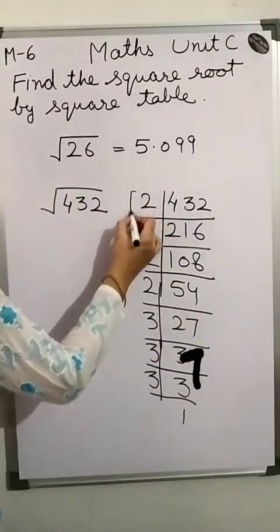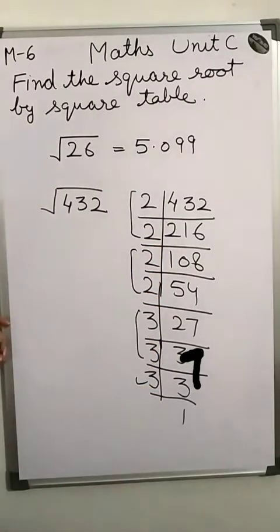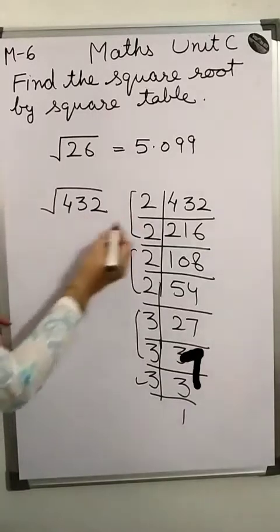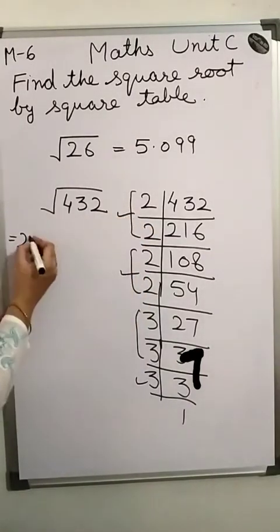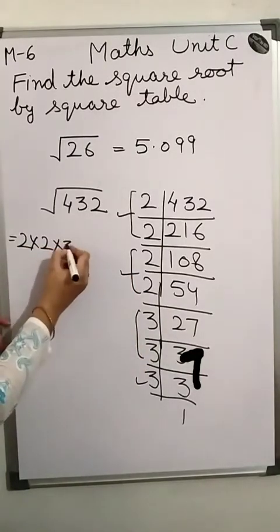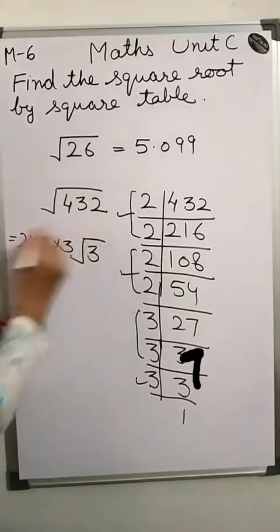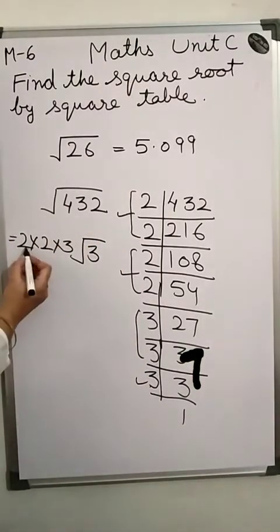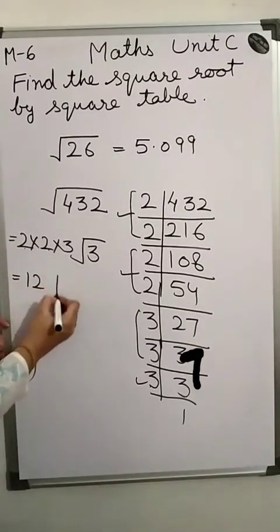Now make its pairs. Here this number is unpaired. So you write down one number from here, and from here you write down 1, 2 from here, and 1 from this one, and this one is the unpaired number. So we write inside the square root, and this is equivalent to 2 into 2 is 4, 4 into 3 is 12. So you write down 12 under root 3.